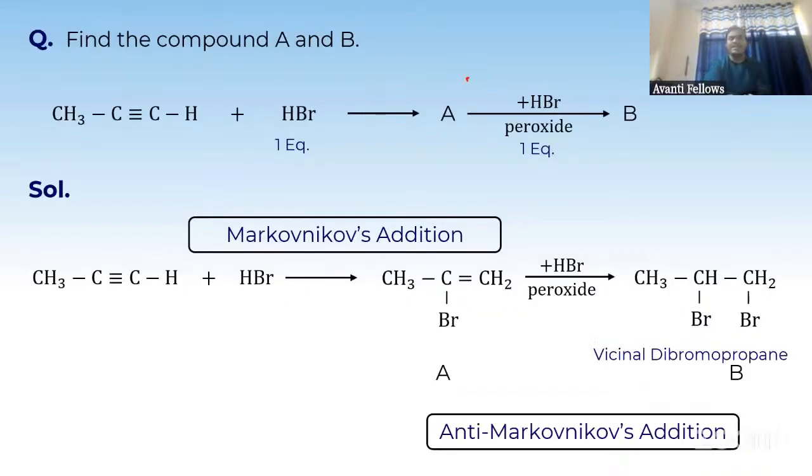विसिनल डाई ब्रोमोप्रोपेन. सो दिस इज द प्रोडक्ट बेटा, राइट? दैट इज 1,2 डाई ब्रोमोप्रोपेन. सो ये होगा करेक्ट आंसर, राइट? 1,2 डाई ब्रोमोब्यूटेन नहीं बेटा, 1,2, बिकॉज फर्स्ट वन इज अ मार्कोनिकॉफ एडिशन, सेकेंड वन इज अ एंटी मार्कोनिकॉफ. गॉट इट एवरीवन? कैसे हुआ ये?